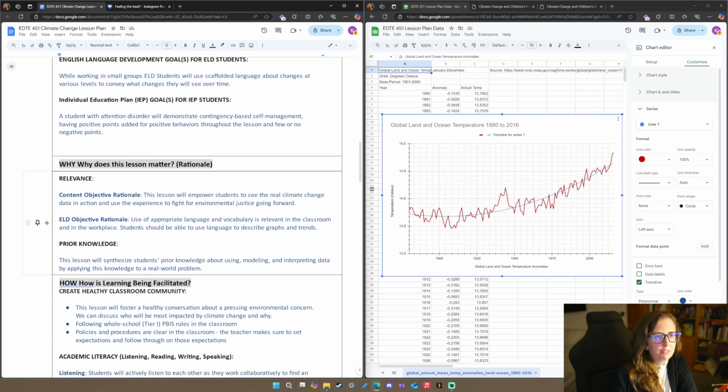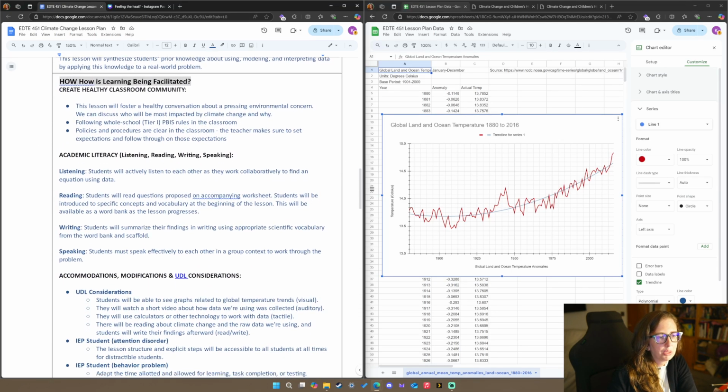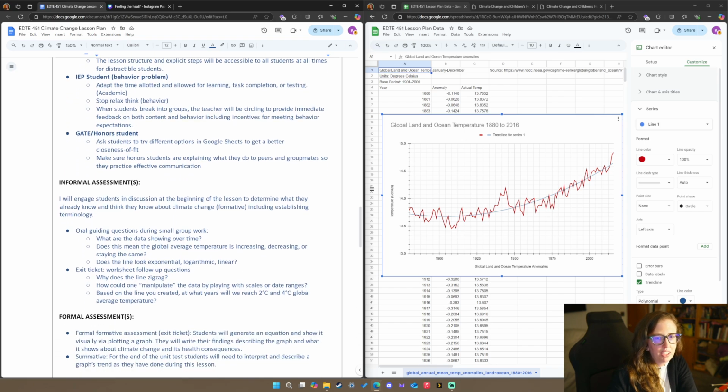I have accounted for having ELD students and IEP students, as well as students with behavioral problems and students who are honors who might want to go further with this data. I'm going to have informal assessments once I break the students out into groups with questions like, what are the data showing over time? Does global average temperature look like it's increasing or decreasing or staying the same? And then how fast or slow is it increasing or decreasing? Exponentially, logarithmically, linearly.